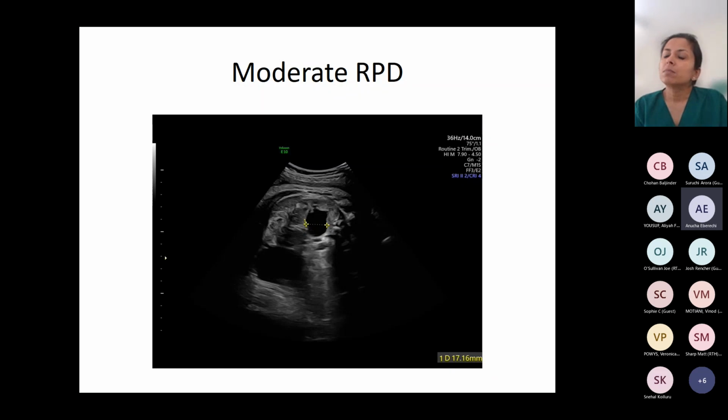Sorry, I have a question. Of those in whom the renal pelvic dilatation doesn't resolve after birth, what kind of problems do they tend to go on to have? Is it just that they've got reflux of urine?